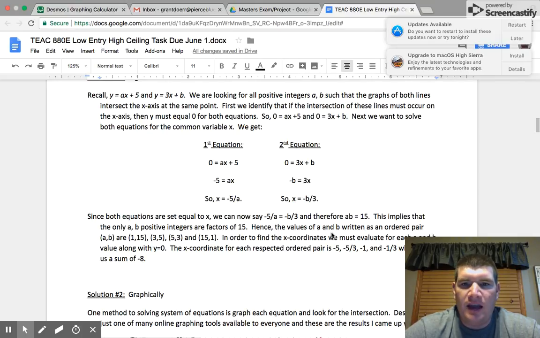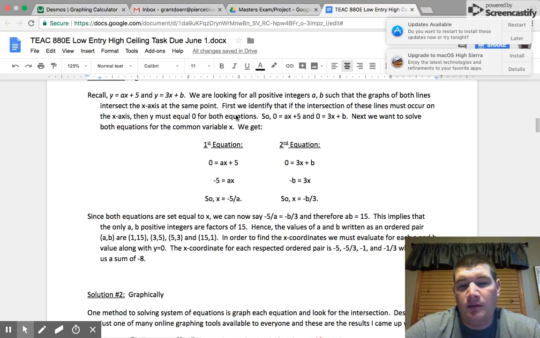And when we look at the x-coordinates of each of these ordered pairs, we come up with the respective x values to be negative 5, negative 5 thirds, negative 1, and negative 1 third, which ultimately gives us our final answer, a sum of negative 8. So after a little bit of work, this is what I came up with.